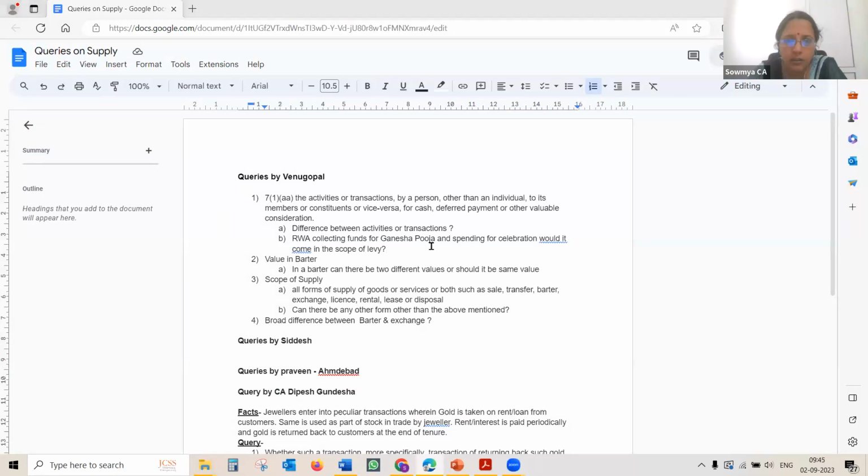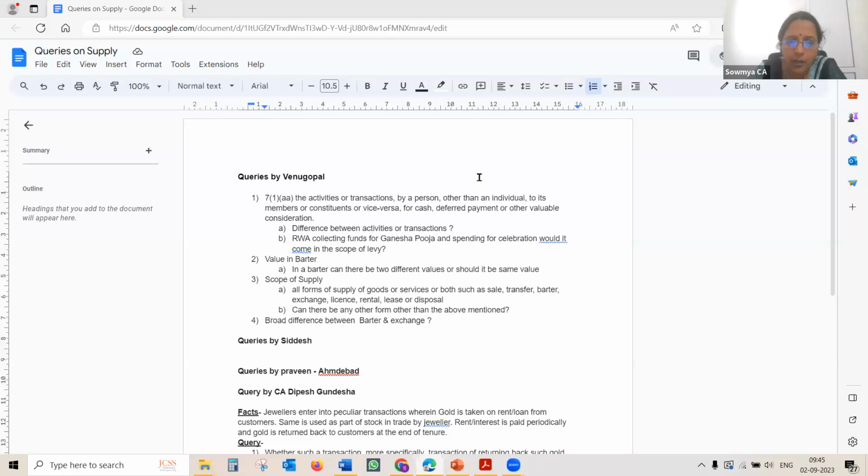The last week's continuation on 71AA, the activities or transactions by a person other than an individual to its members. What is the difference between activities and transactions? So activities, I think, is broader compared to a transaction. A transaction is on a particular case-to-case instance. So activities could be any kind of activity done maybe by a resident welfare association or a club. Any common activities, but a transaction is with one person for a specific thing.